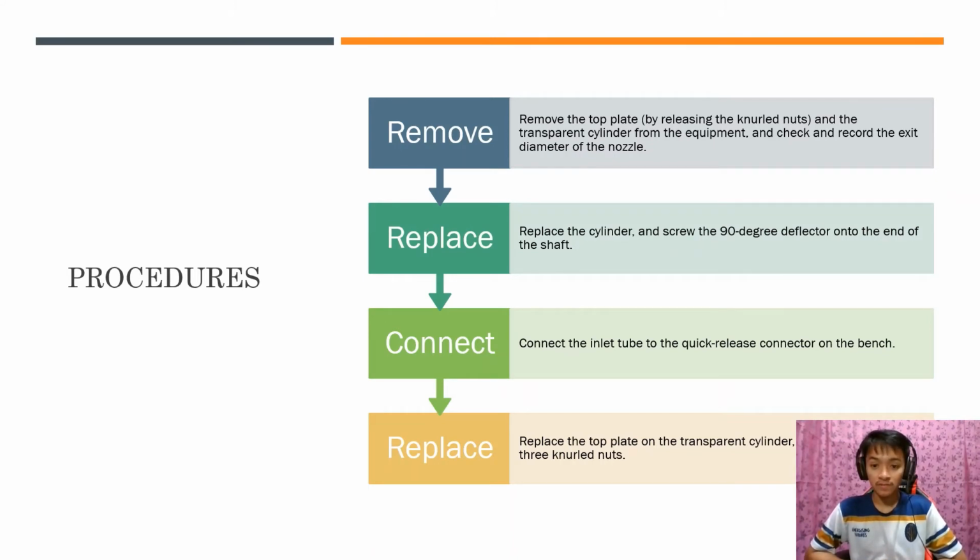Firstly, remove the top plate and the transparent cylinder from the equipment and check and record the exit diameter of the nozzle. Then, replace the cylinder and screw the 90-degree deflector onto the end of the shaft. Next, connect the inlet tube to the quick release connector on the bench and replace the top plate on the transparent cylinder, but do not tighten the 3 knurled nuts.